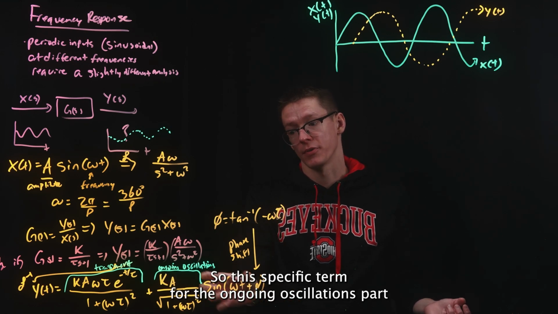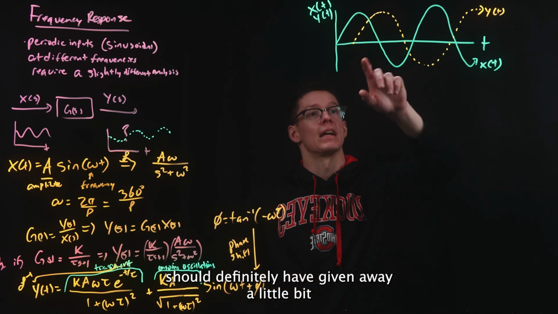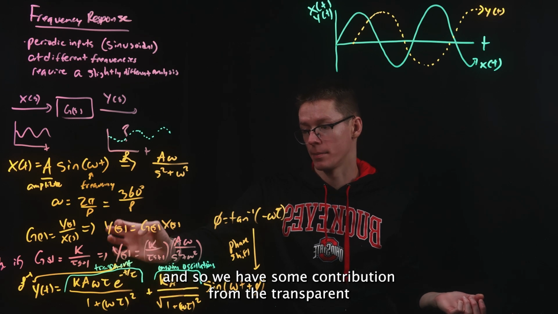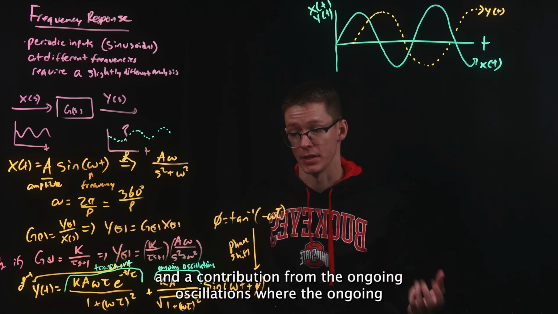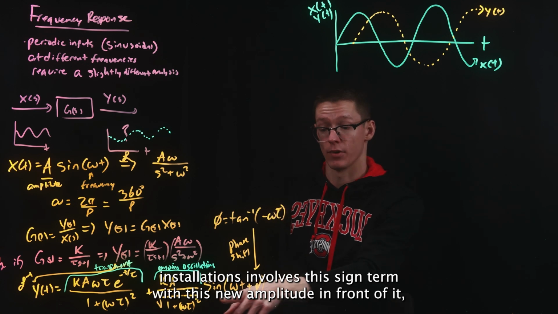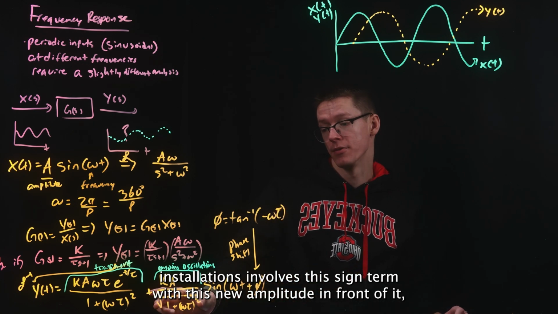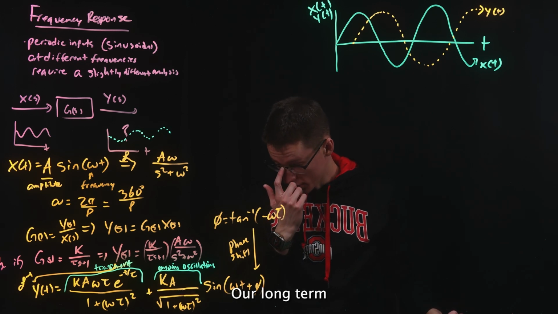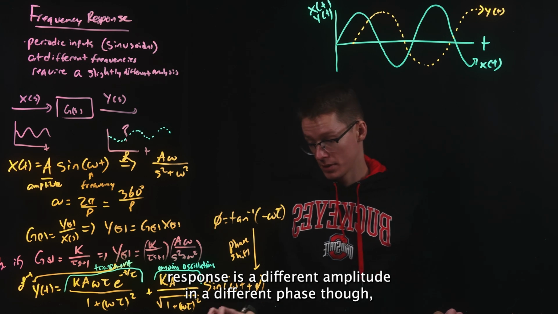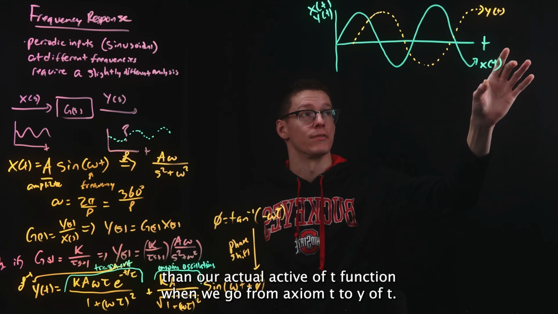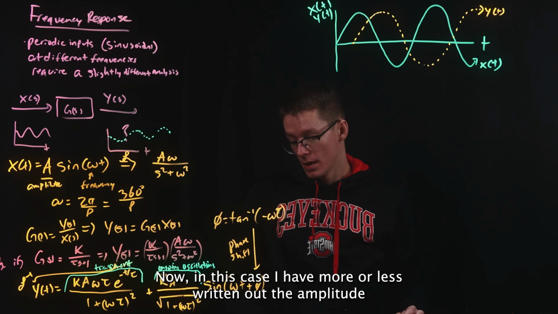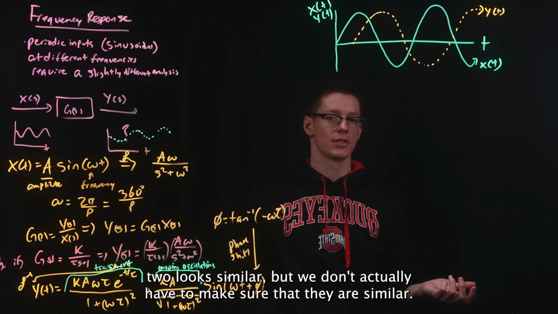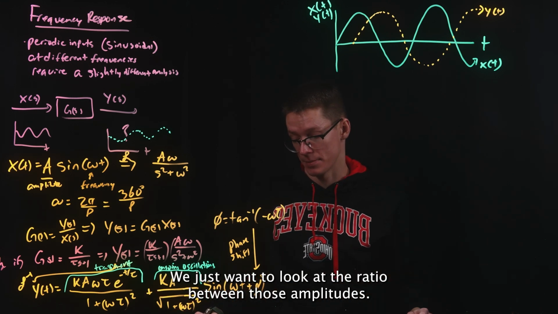So this specific term for the ongoing oscillations part should definitely have given away a little bit of what our output should look like, and that we do have that to be true. And so we have some contribution from the transient and a contribution from the ongoing oscillations, where the ongoing oscillations involves this sine term with this new amplitude in front of it, this Ka over the square root of 1 plus w squared t squared. Our long-term response has a different amplitude and a different phase, though, than our actual x of t function when we go from x of t to y of t. Now, in this case, I've more or less written out the amplitudes to look similar, but we don't actually have to make sure that they are similar. We just want to look at the ratio between those amplitudes.